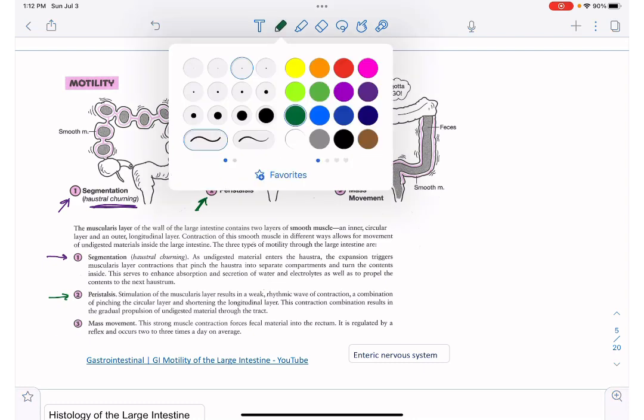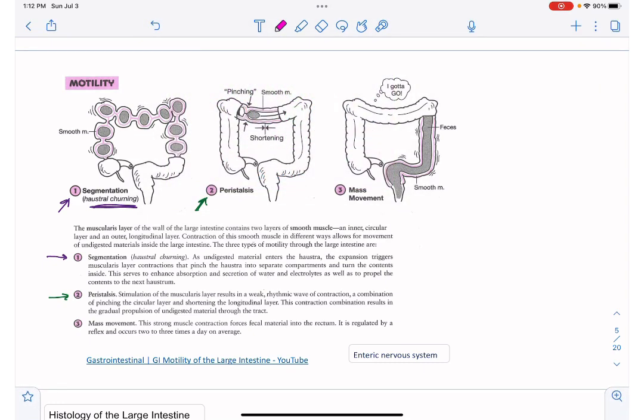And then lastly, we have mass movements. A mass movement, this strong muscle contraction, forces fecal material into the rectum. It's regulated by a reflex and occurs 2 to 3 times a day on average, maybe more, maybe less. And it's these mass movements, these strong contractions, that move feces through the colon. And there can be chemicals that stimulate this as well, maybe caffeine, for instance.